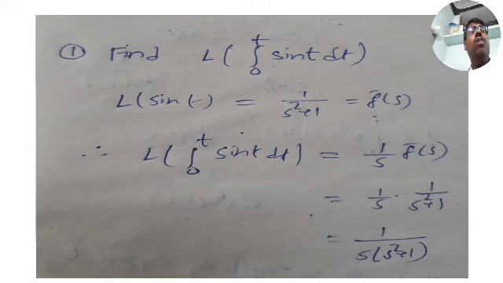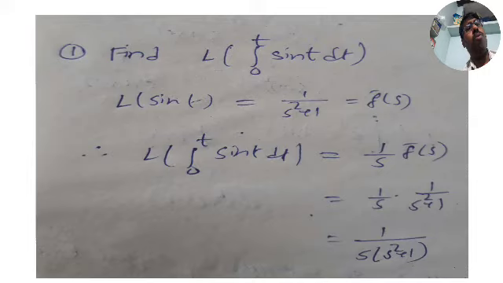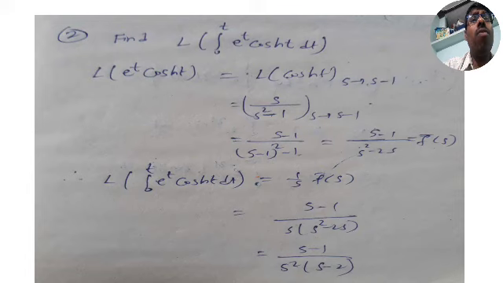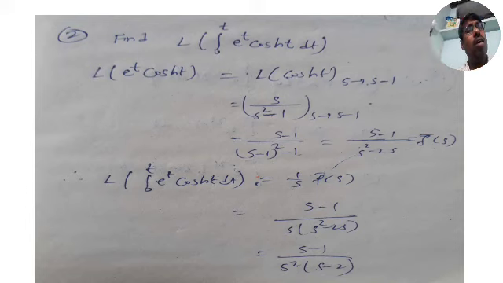Getting, guys? So let us move to the next problem. The second problem: find L of integration 0 to t e power of t into cos h t dt. By seeing the problem, you can identify the method, as this is finding Laplace transform of integral of a function. Integration is there inside the Laplace transform, therefore Laplace transform of integral of a function.